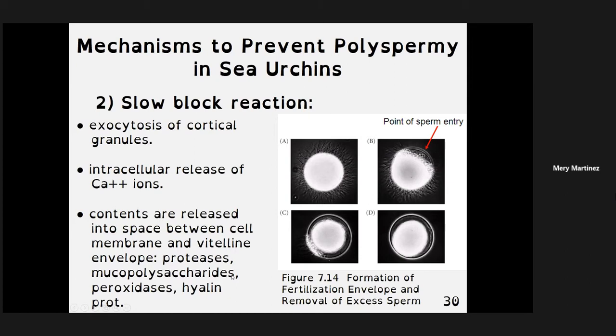We're going to secrete other things like mucopolysaccharides, as we see in here. These mucopolysaccharides produce an osmotic gradient that causes water to rush into the space between the cell membrane and the vitelline membrane or envelope, okay? And this is what happens here.